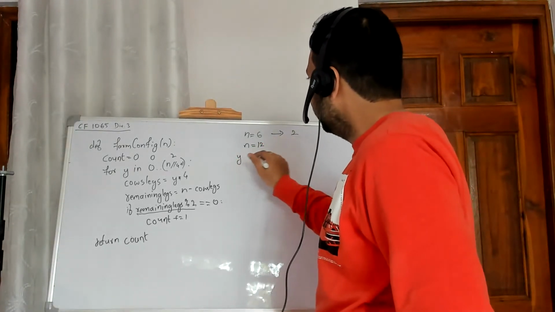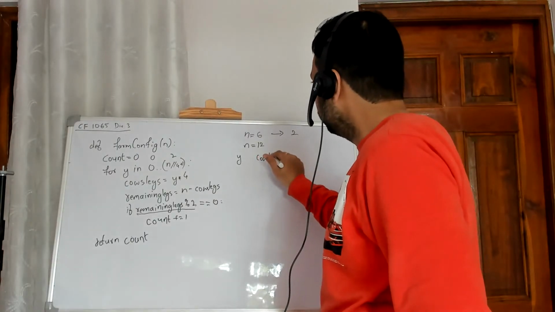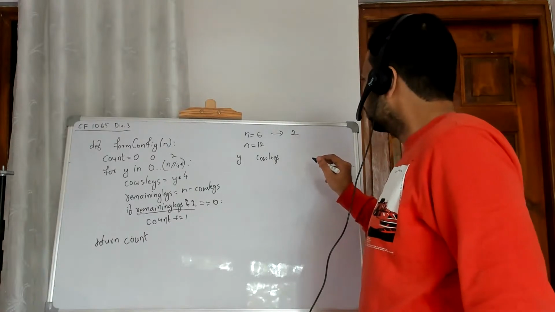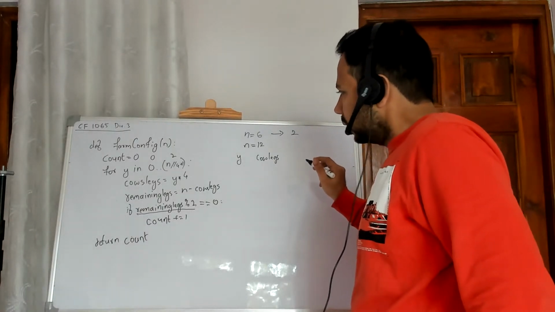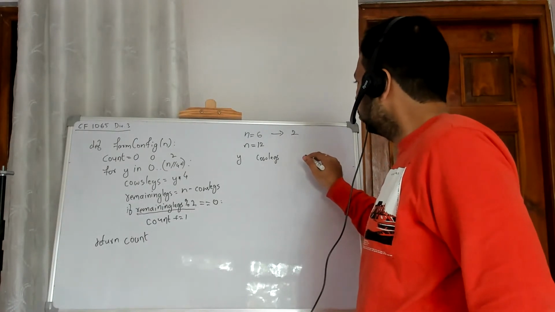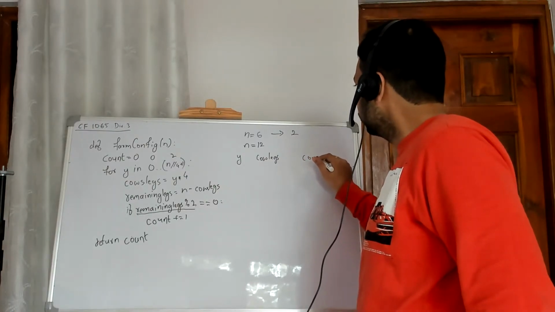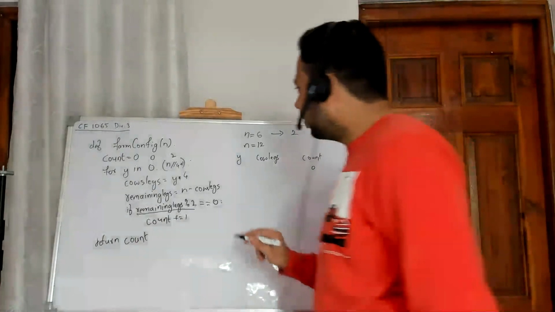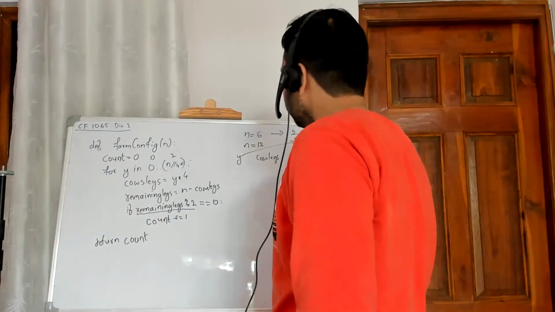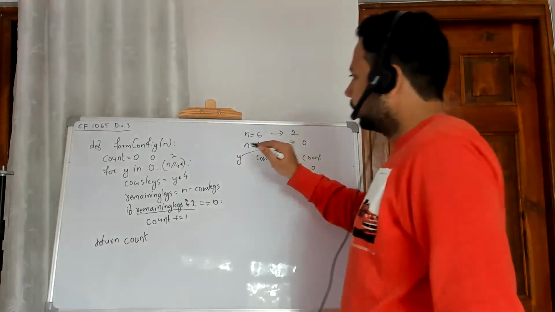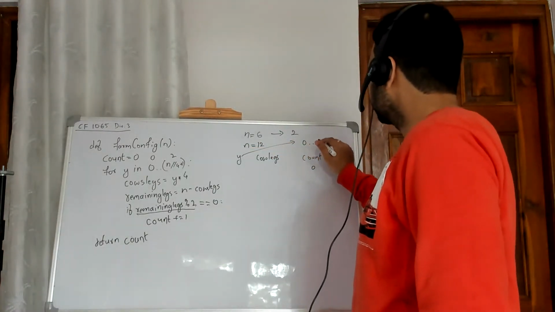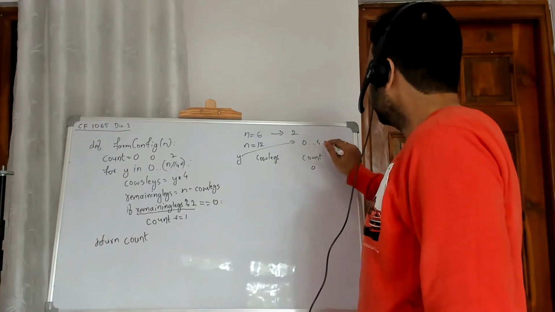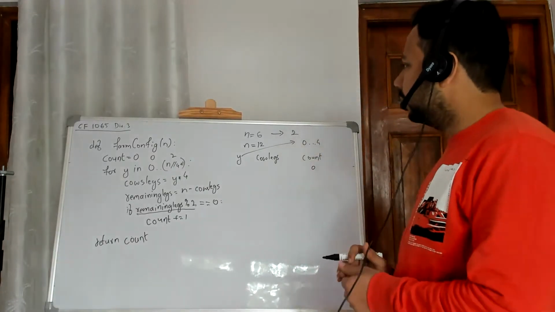Here again you have y, cow legs, and count. So you start with count as 0. This y will go from 0 to n by 4, that is 3 plus 1, 4. So the values of y are 0, 1, 2 and 3.